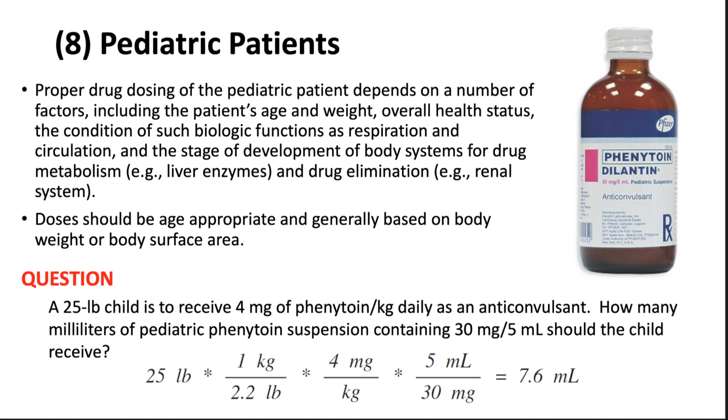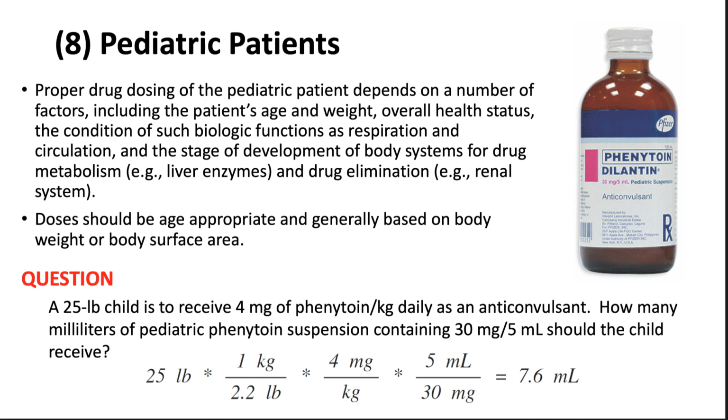The last step is to multiply by the concentration in the form of every 5 milliliters on top has 30 milligrams on the bottom. And we express the concentration this way so that the units of milligrams cancel. And if you go across and cancel all your units, the last remaining unit is milliliter.